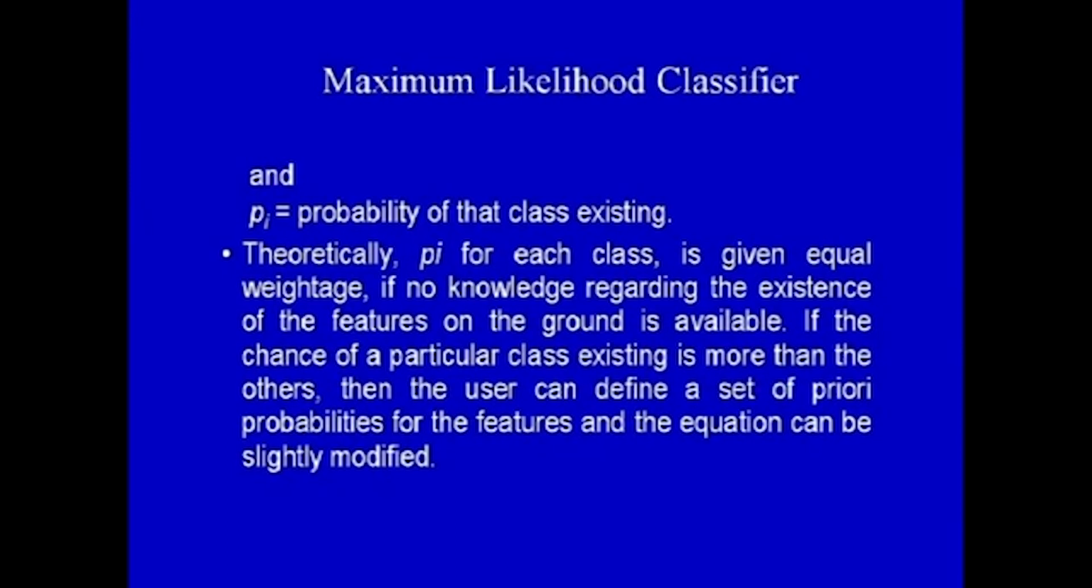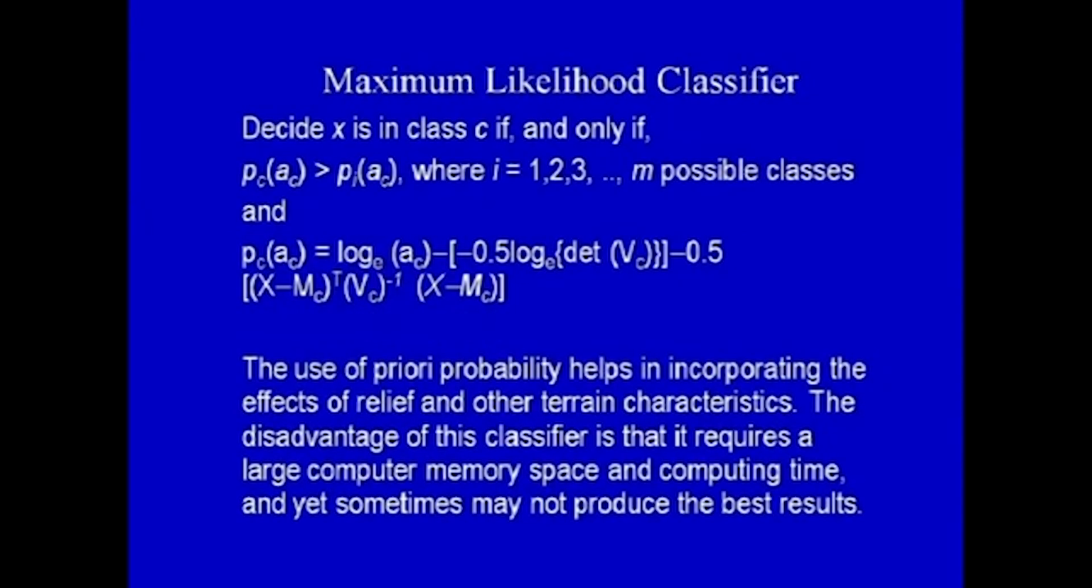Theoretically, Pi for each class is given equal weightage if no knowledge regarding the existence of the features on the ground is available. If the chance of a particular class existing is more than the others, then the user can define a set of a priori probabilities for the features and the equation can be slightly modified, wherein we try to take into account the variation of the a priori probability into the probability that has been computed previously.